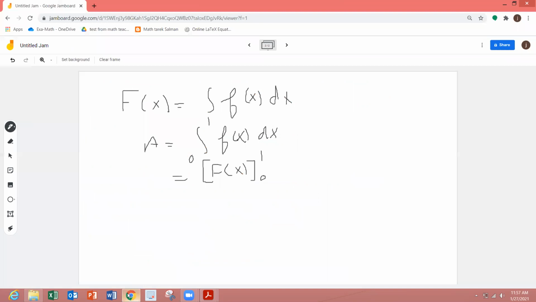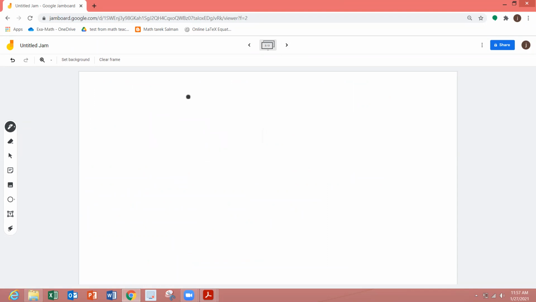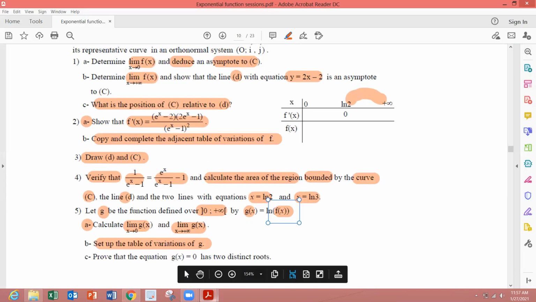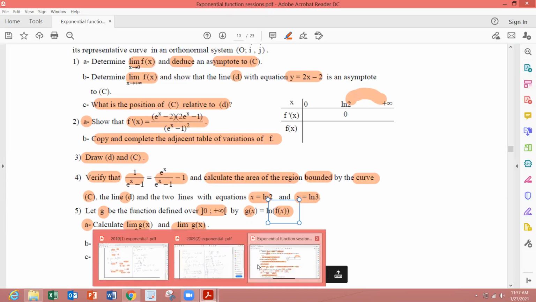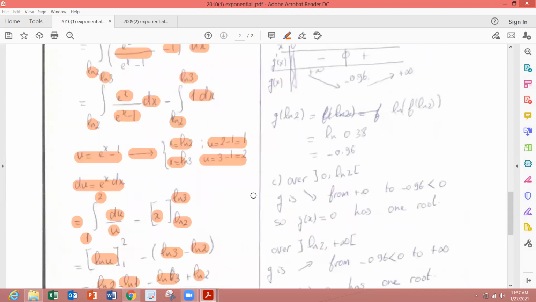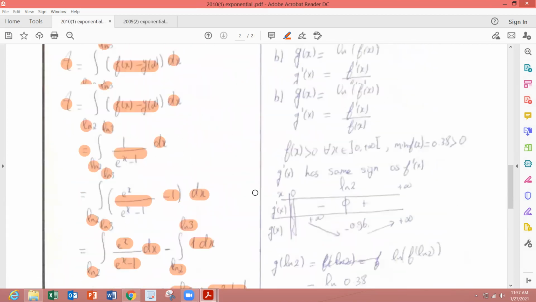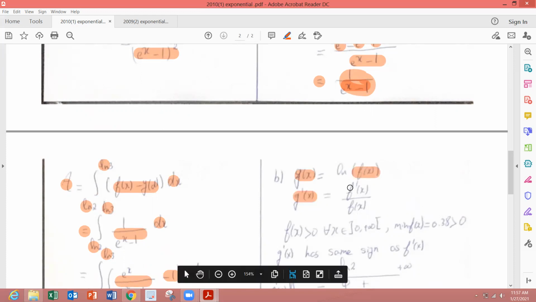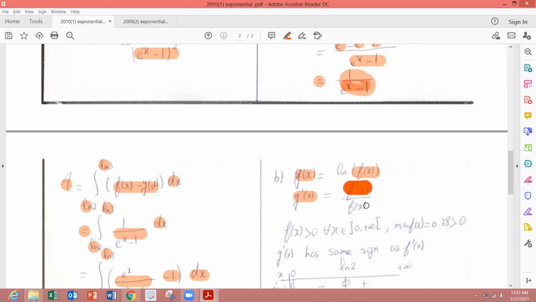You know, I need to give you a test on logarithms too. Not d over u. The derivative u prime over u. Good, Alisa. The derivative of ln u is u prime over u. So g(x) equals ln f(x). g prime(x) equals u prime over u, meaning f prime(x) over f(x).